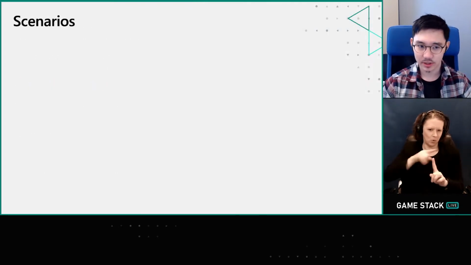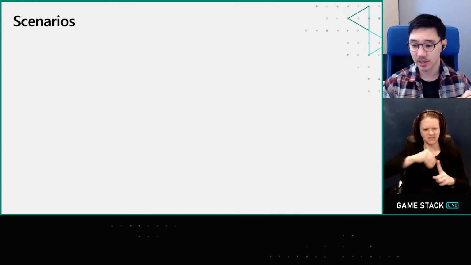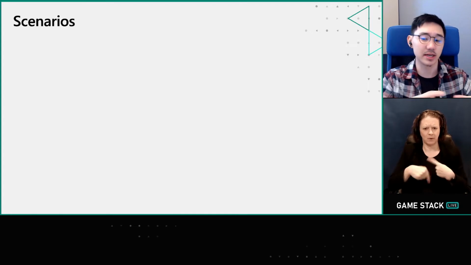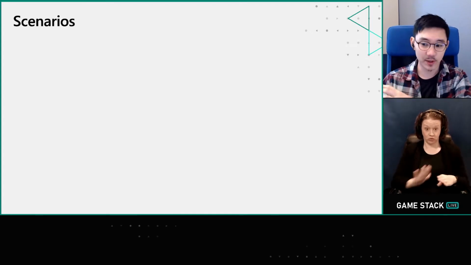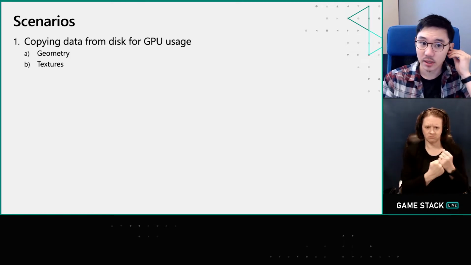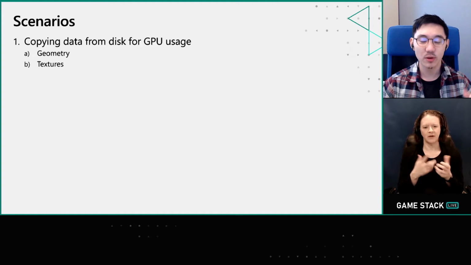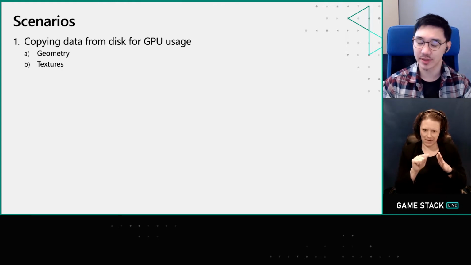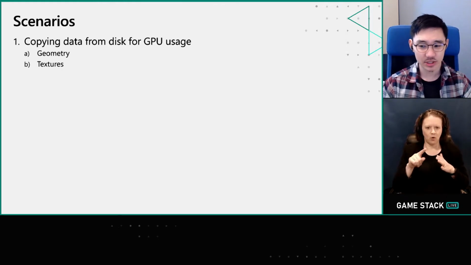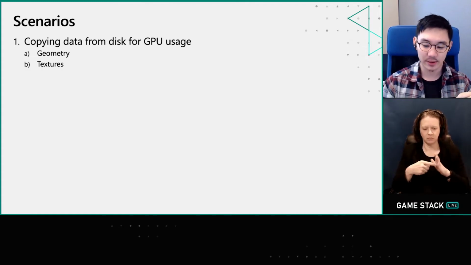So let's talk a little bit about the scenarios, what scenarios we actually care about. We talked about the end user scenarios, but how does this look from a technical perspective? What are the technical scenarios that back those experiences? The first one, probably the most relevant one, is copying data from the disk to the GPU for GPU usage. So the destination is GPU. That can be geometry, textures. Textures are a really big one, so we definitely want to call that one out.